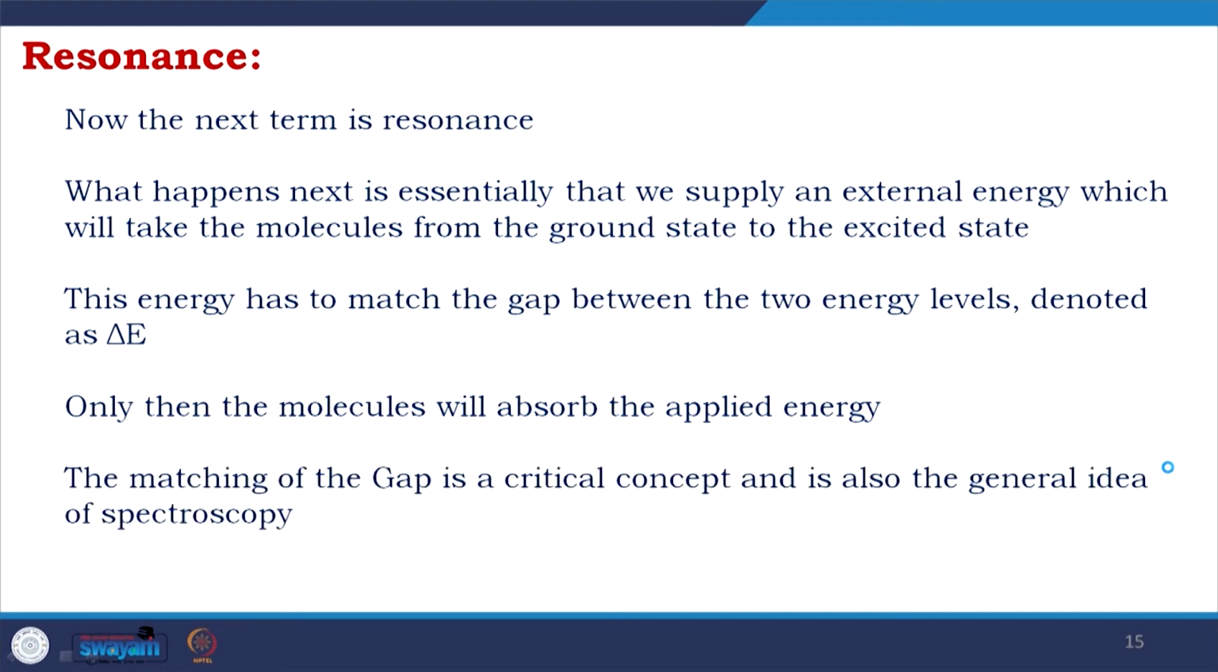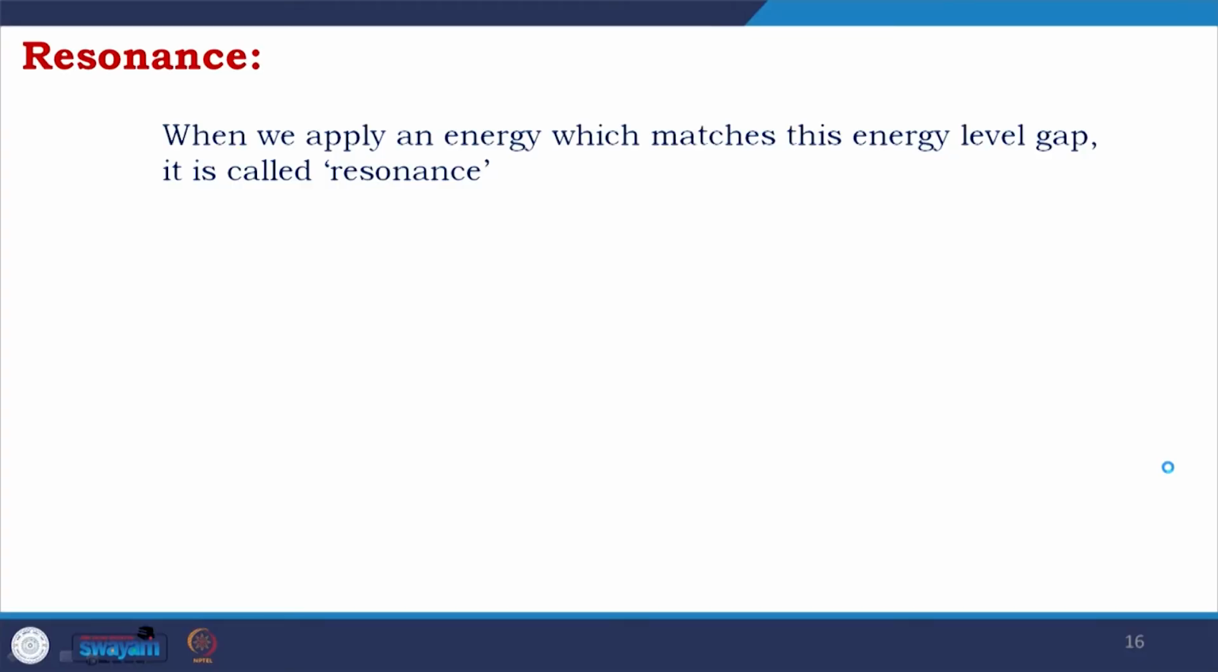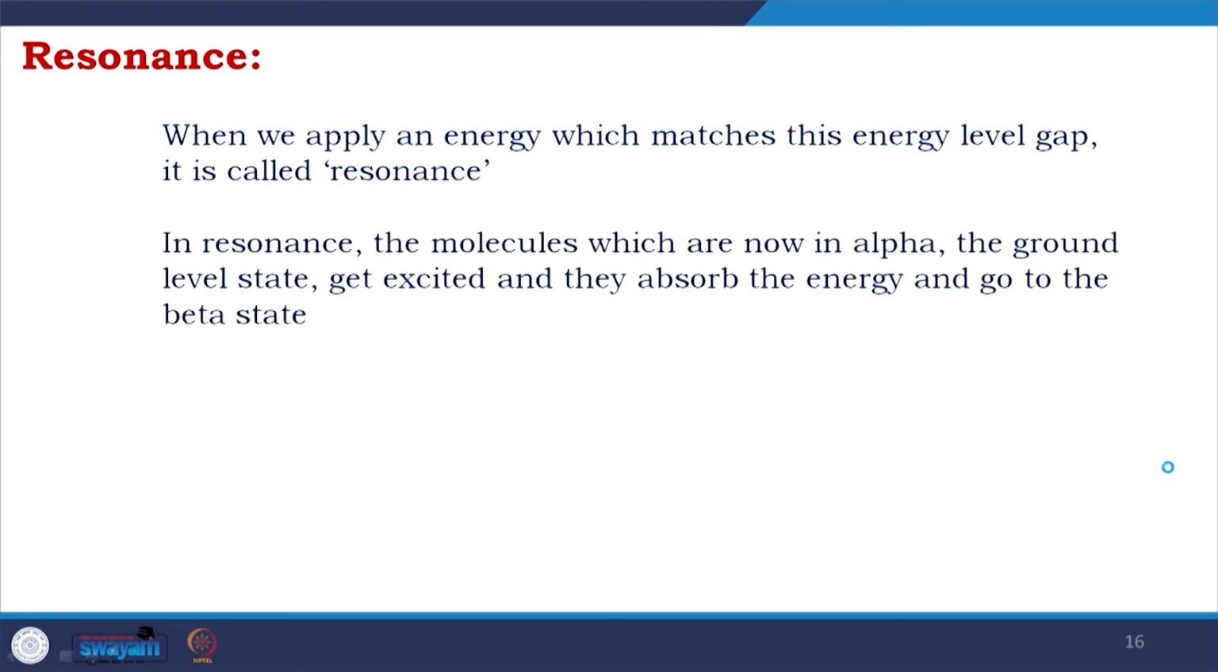The matching of the gap is a critical concept and is also a generalized idea of spectroscopy. If you look at different types of spectroscopy, we target different things, we have different rays, but there is a gap and there is a resonance to find the gap or match the gap. When we apply an energy which matches this energy level gap, it is called resonance. In resonance, the molecules which are in alpha, the ground state level, get excited, absorb the energy and go to the beta state.